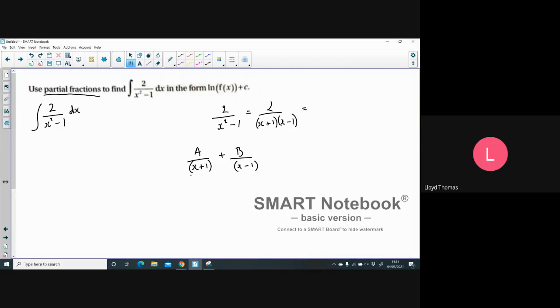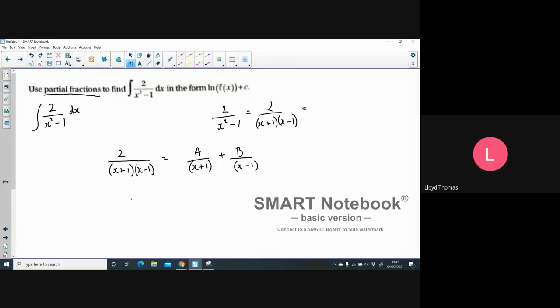And it's our job to find out what a and b are. So if I write this a little bit neater, it was, remember, 2 over (x plus 1)(x minus 1). I'm writing that in a different form that looks like this, which will hopefully be easier to integrate, because that's the point of this question.